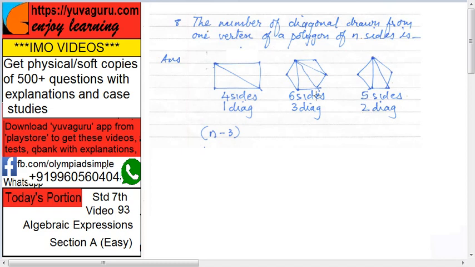Can you see the difference? 4 minus 3, 1. 6 minus 3, 3. 5 minus 3, 2. Means if you subtract 3 from the number of sides, you get the number of diagonals. So the answer is n minus 3.